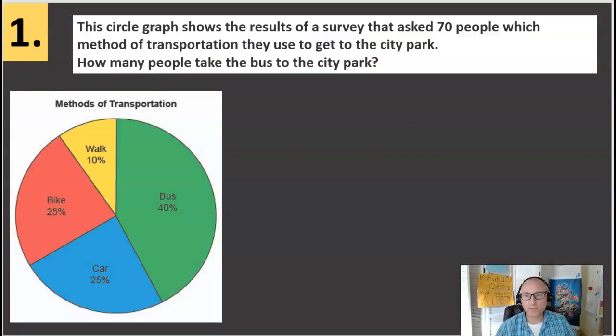The circle graph shows results of a survey that has 70 people. And down below, they say how many people take the bus to the city park. So this is Methods of Transportation to City Park. 70 people. Where's the bus? The bus is 40%.